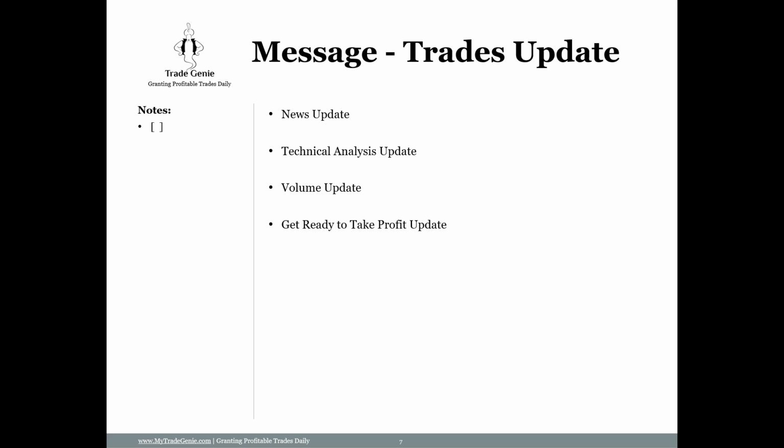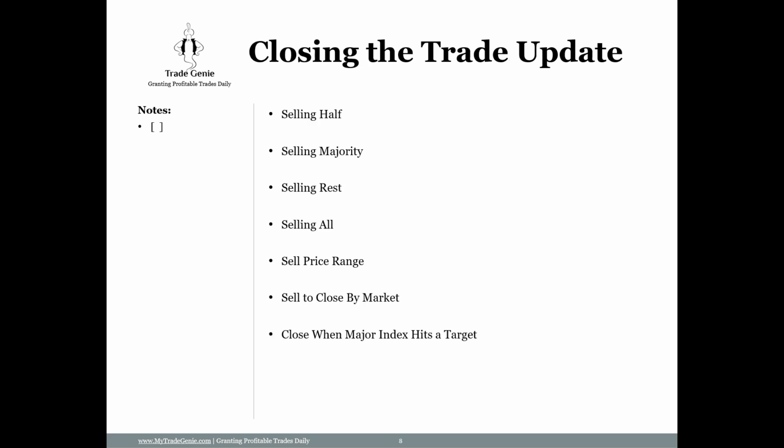So let's say the target is 105, and the stock is trading at 104.50. I get an update on my system: it's very close to the target. So I look at the trade and I send the message to give you a heads up. Now, there are multiple exits.